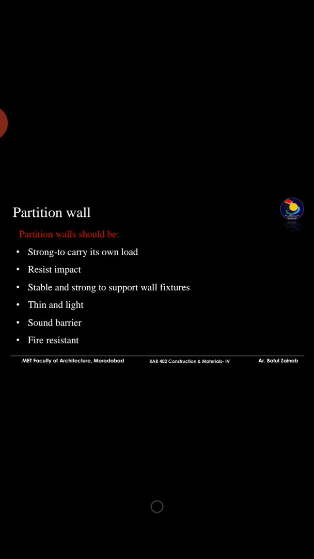Now, partition walls should be strong to carry their own load. They should resist impact such as the vibrations produced in the buildings, etc. There can be furniture vibrations also while being used by the occupants of the building. So the partition wall should resist all these impacts. They must be stable and strong to support wall fixtures. They must be thin and light. They must be a sound barrier, or we can say soundproof. They should be fire resistant also.